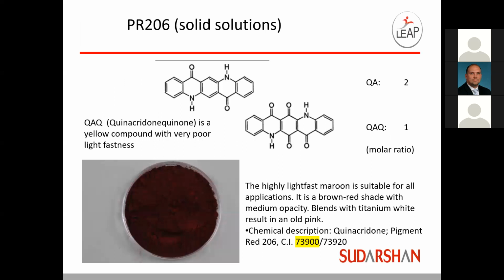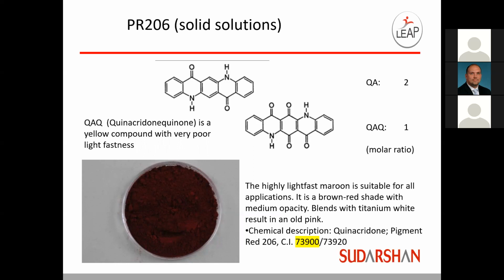And I've got examples of both of these two types. So the first type of solid solution is Pigment Red 206. This is a solid solution of the quinacridone molecule and the QAQ molecule in a 2-to-1 ratio. In that solution, that solid solution then results in Pigment Red 206, which is a maroon, light fast maroon pigment that is described here.